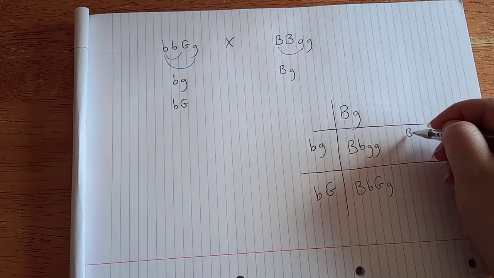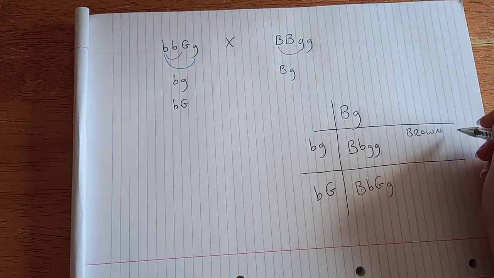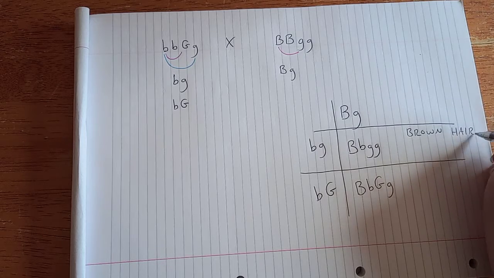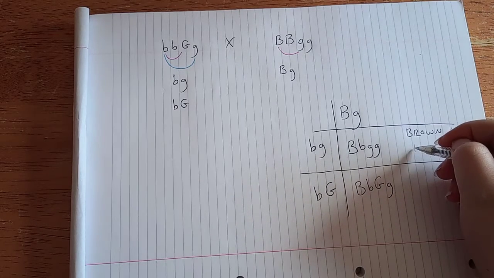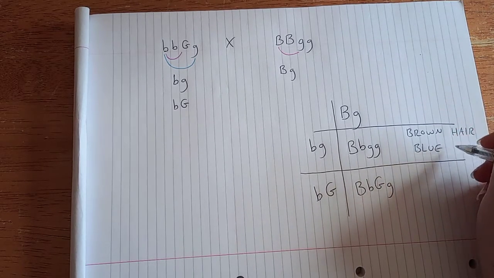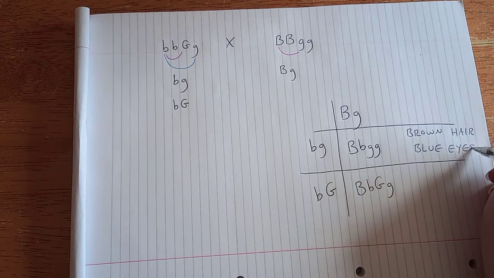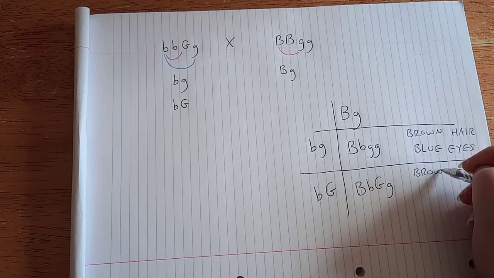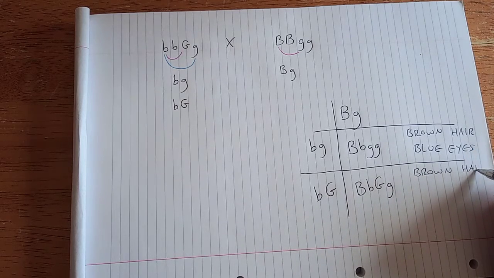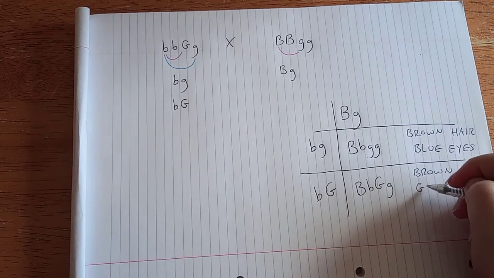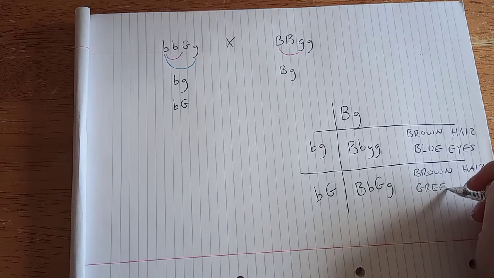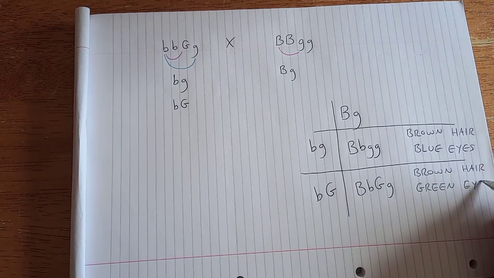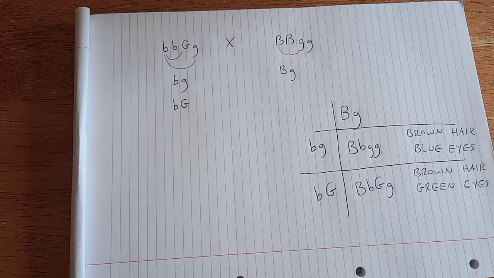So these individuals are going to both have brown hair because they both have a big B. But the top one is going to have blue eyes because it's only got two small g's, whereas the bottom one is going to have green eyes because there's a capital G signifying the dominant green allele. So if these two individuals were to reproduce, they would have a 50-50 chance of either having a kid with brown hair and blue eyes or a kid with brown hair and green eyes.